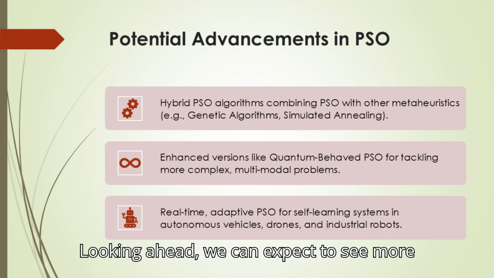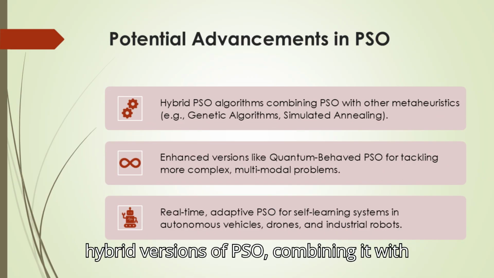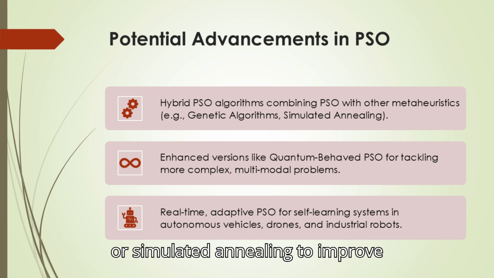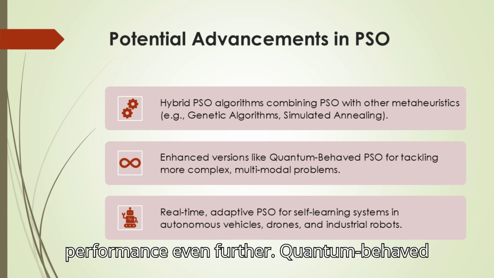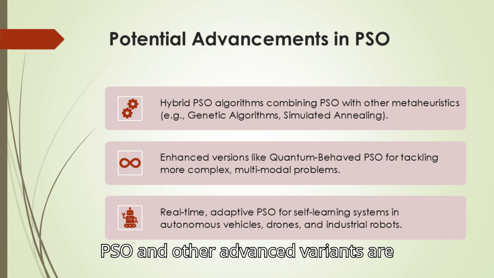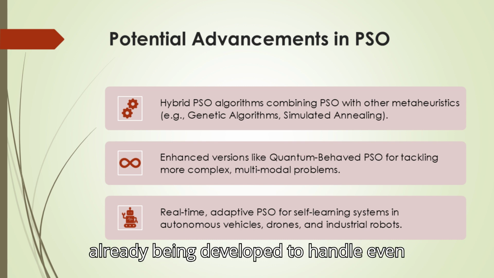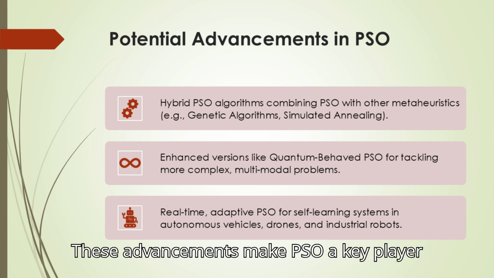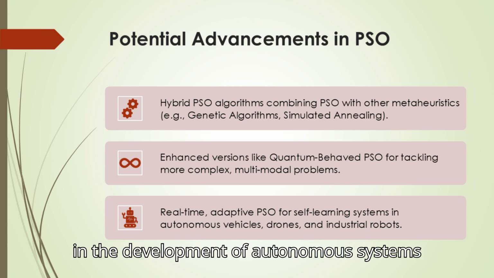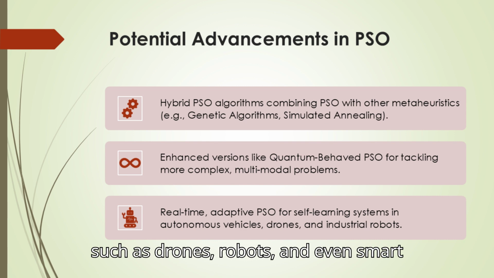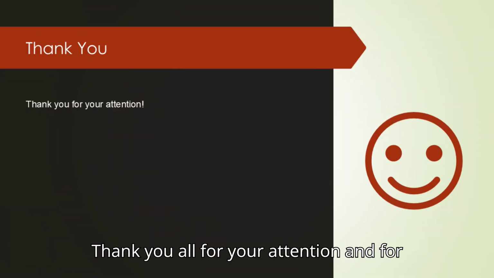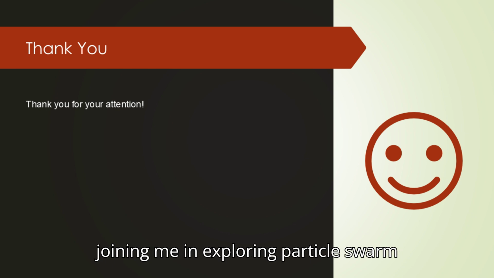Looking ahead, we can expect to see more hybrid versions of PSO, combining it with other algorithms like genetic algorithms or simulated annealing to improve performance even further. Quantum-behaved PSO and other advanced variants are already being developed to handle even more complex optimization challenges. These advancements make PSO a key player in the development of autonomous systems such as drones, robots, and even smart transportation networks.